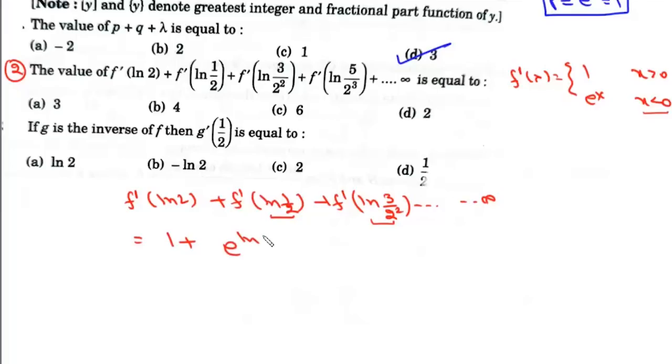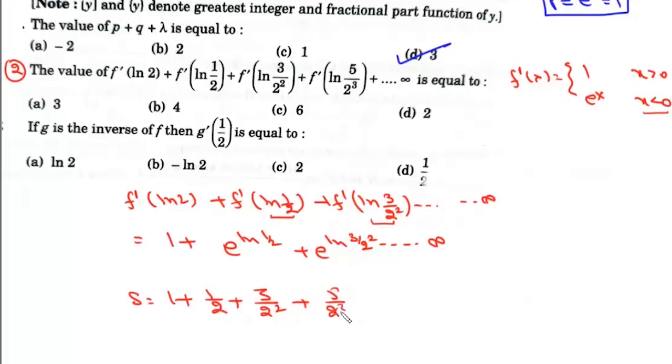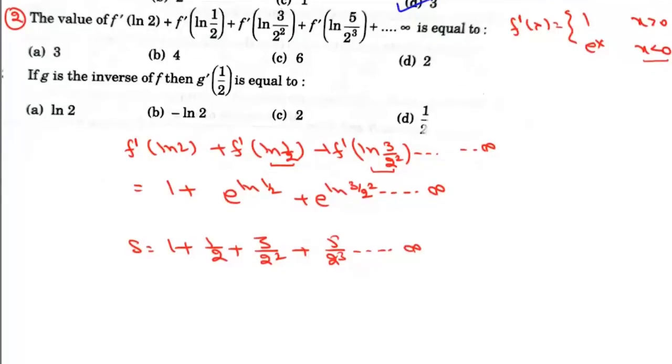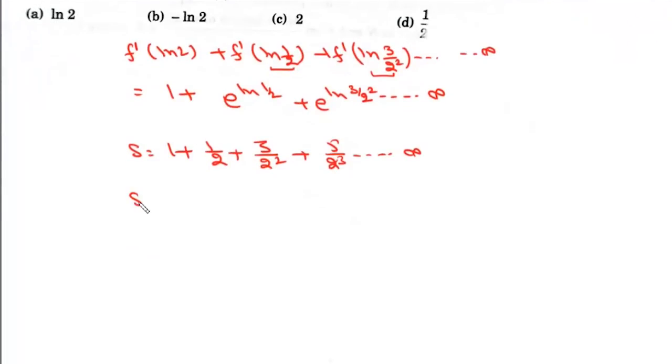So it will be e to the power log 1 by 2, e to the power log 3 upon 2 square, up to infinite. So we need to find the sum of this series, which is 1 plus 1 by 2 plus 3 by 2 square plus 5 by 2 cube up to infinite. Now we'll write this series once again, leaving one term. So it will be 1 by 2, 3 by 2 square, and we'll multiply it with the common ratio, that is 1 by 2.